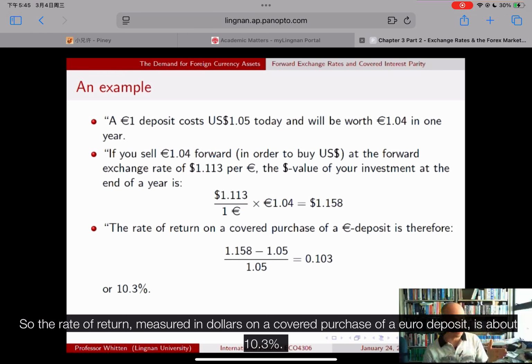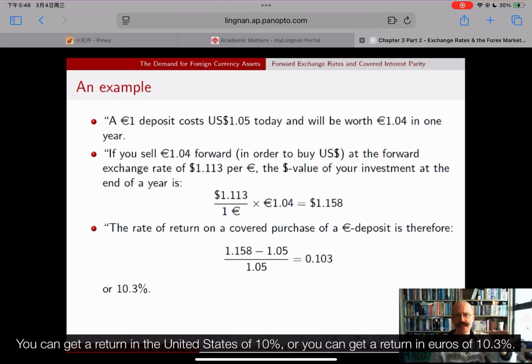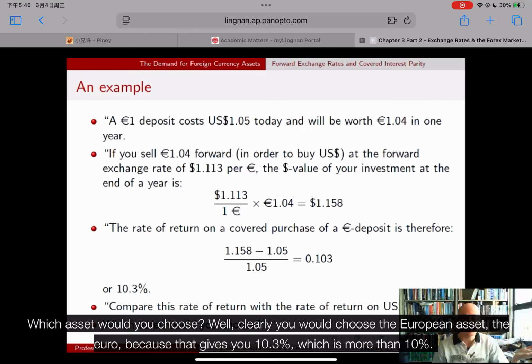So the rate of return measured in dollars on a covered purchase of a euro deposit is about 10.3%. So if your currency is US dollar, you can get a return in the United States of 10%, or you can get a return in euros of 10.3%. Which asset would you choose? Well, clearly, you would choose the European asset, the euro, because that gives you 10.3%, which is more than 10%.